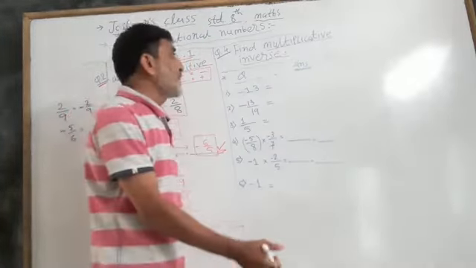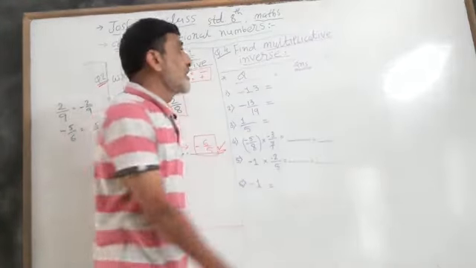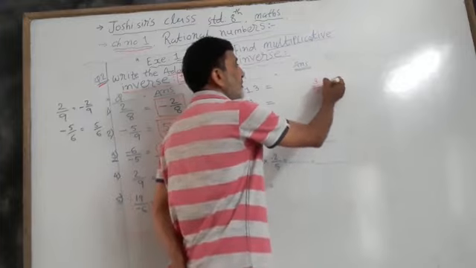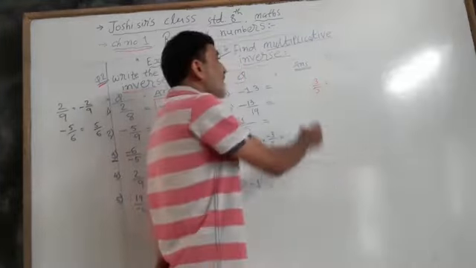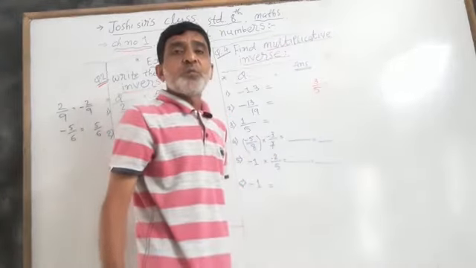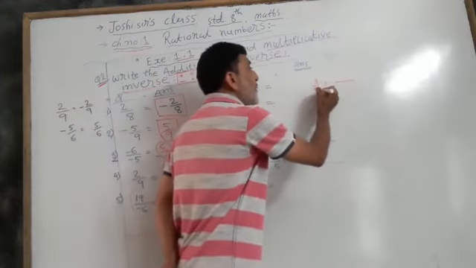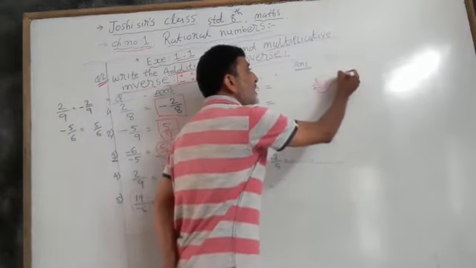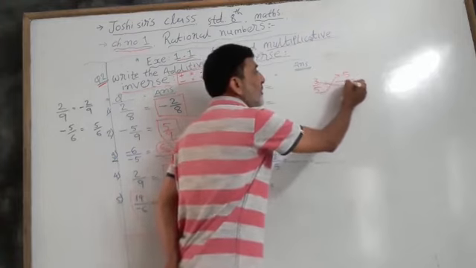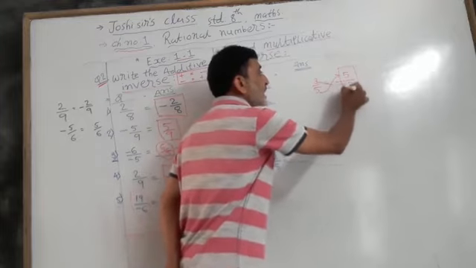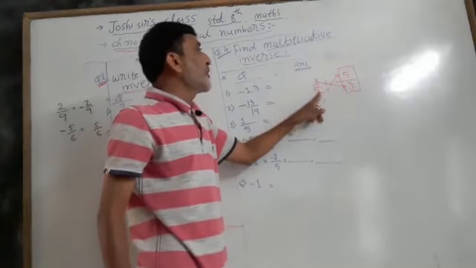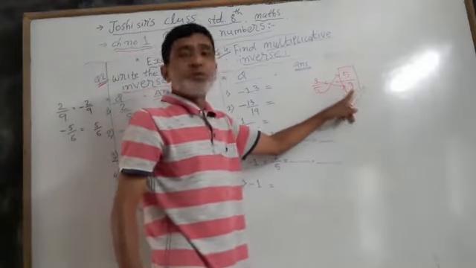I give some example first, then we will start this exercise. See here, number is 3 upon 5. These all are extra examples. What is the multiplicative inverse of 3 upon 5? So 5 is down, so we will write it here up, 5. And 3 is up, we will write it down, 3. So now you can understand, multiplicative inverse of 3 upon 5 equal to 5 upon 3.